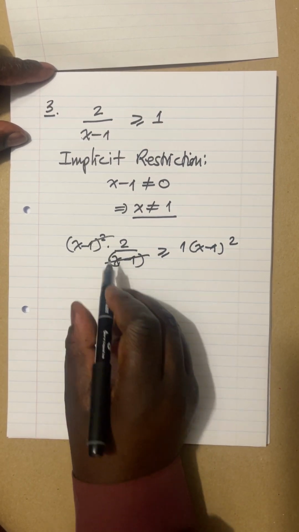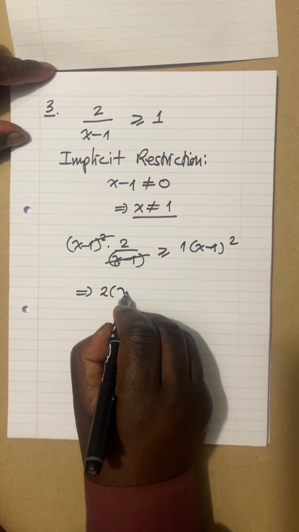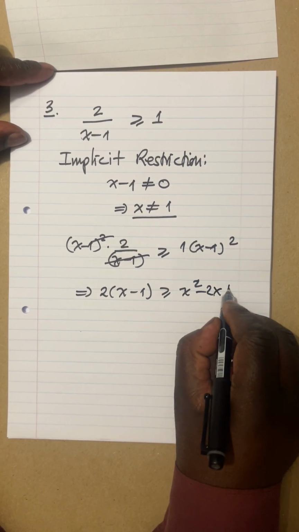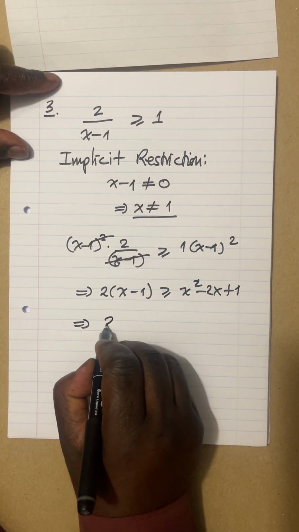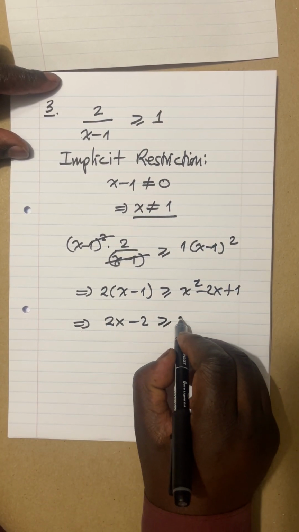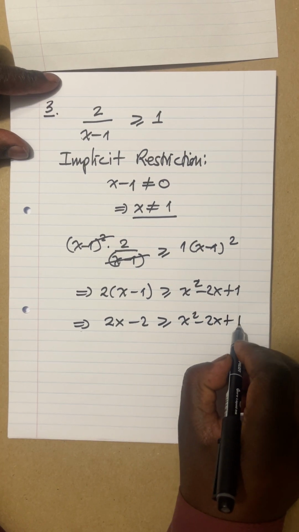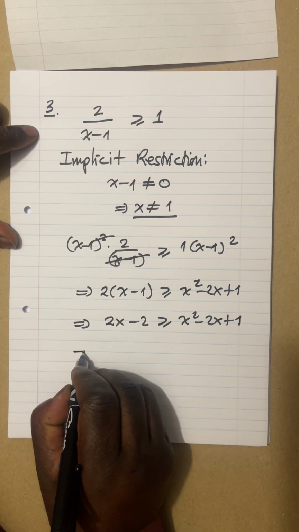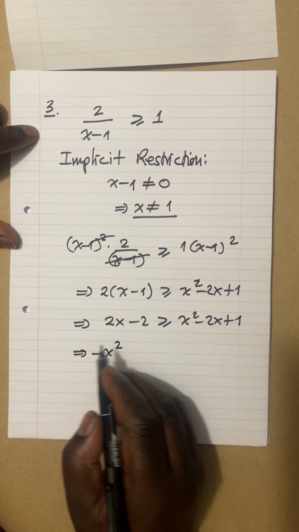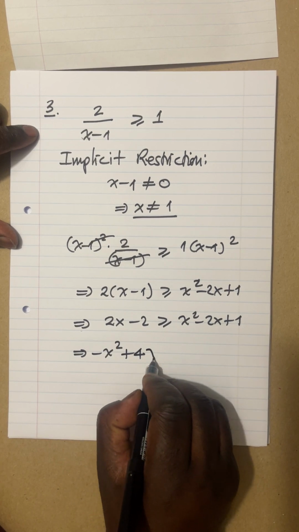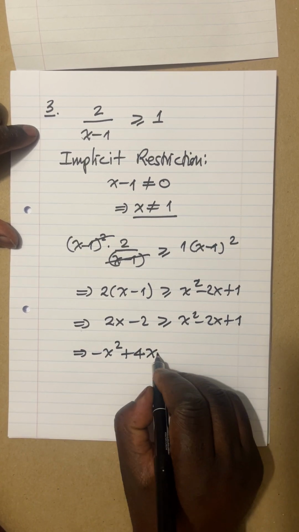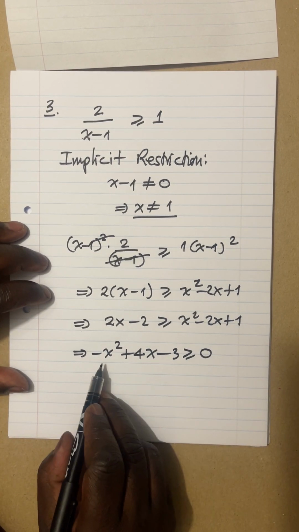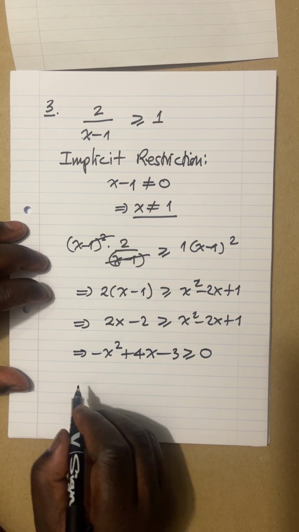Now this cancels 1. So on the left now you have 2 times x minus 1. On the right you have, expand that, it will be x squared minus 2x plus 1. On the left hand side you're going to get 2x minus 2, and we're saying greater than or equal to x squared minus 2x plus 1. Writing this in standard form, we take the terms to the left. We are going to have minus x squared. This will add there, so it will be plus 4x. This will be subtracting, minus 2 minus 1 is minus 3, and we are saying greater than or equal to 0. Multiply the whole inequality by minus 1, so we make sure that the coefficient of x squared is positive.